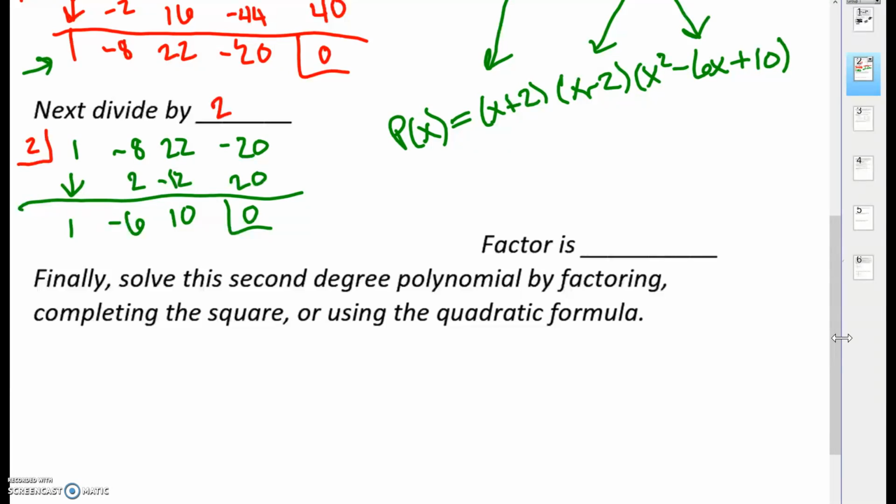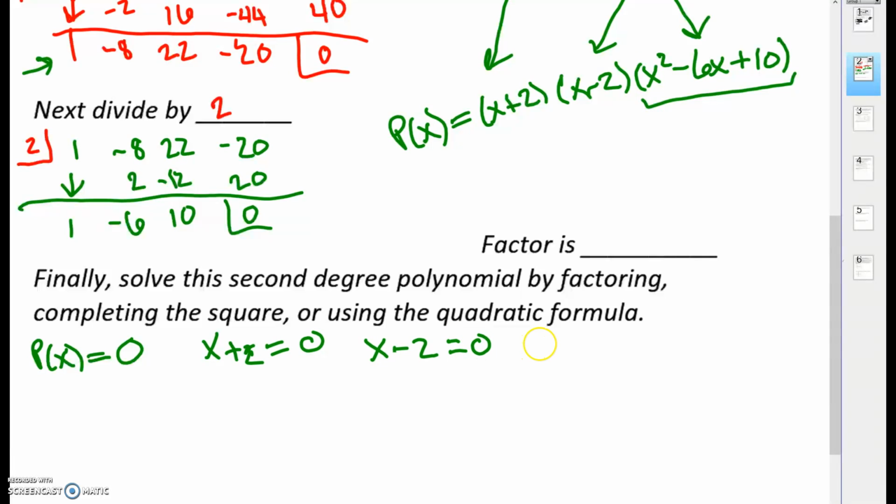I'm now going to take what's left right here and solve it further. I'm going to set P of x equal to 0, which means I can say that x plus 2 equals 0, x minus 2 equals 0, and then this x squared minus 6x plus 10 also equals 0. So here we get x equals negative 2. Here we get x equals positive 2. Those are the ones we were expecting. But this one doesn't actually factor properly.